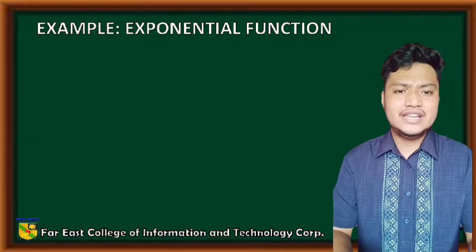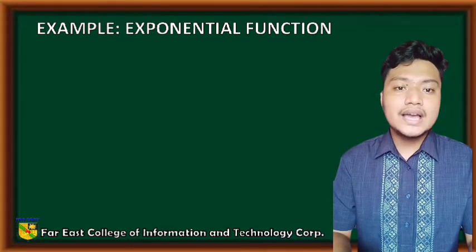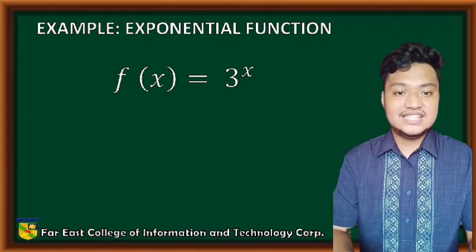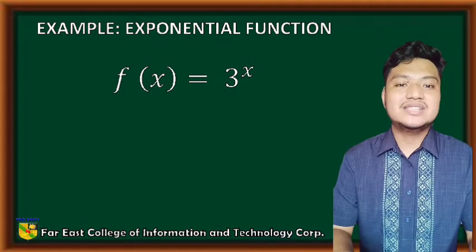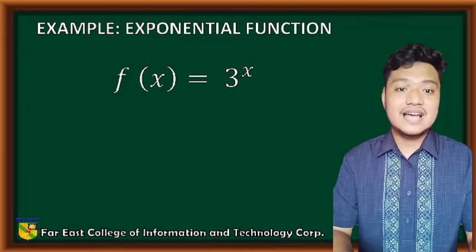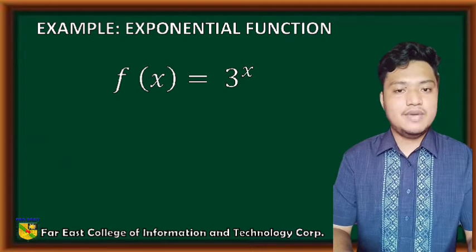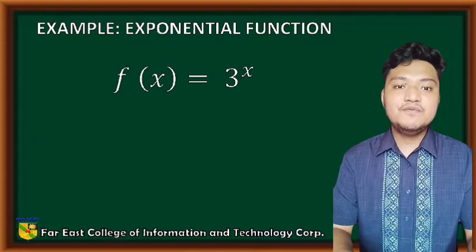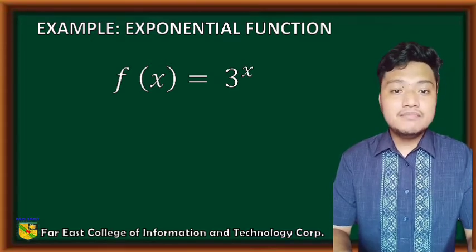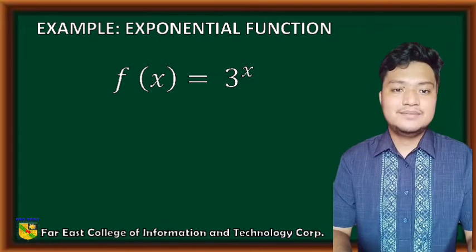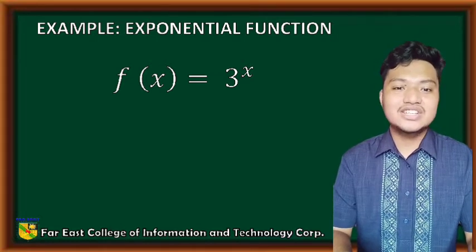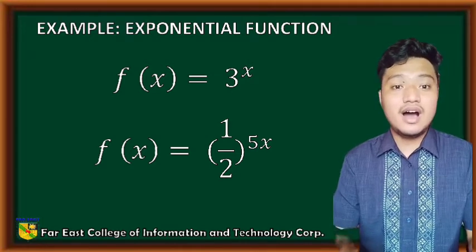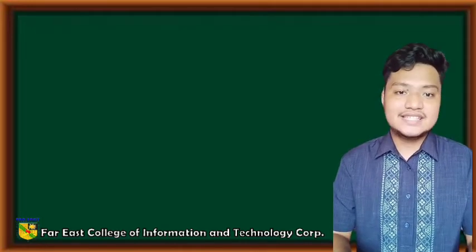So here are examples of the exponential function. Number 1, f of x is equal to 3 to the x power. It is an example of exponential function because of the symbol f of x. If you see the symbol f of x, meaning it is a function. Next example is f of x is equal to 1/2 to the 5x.